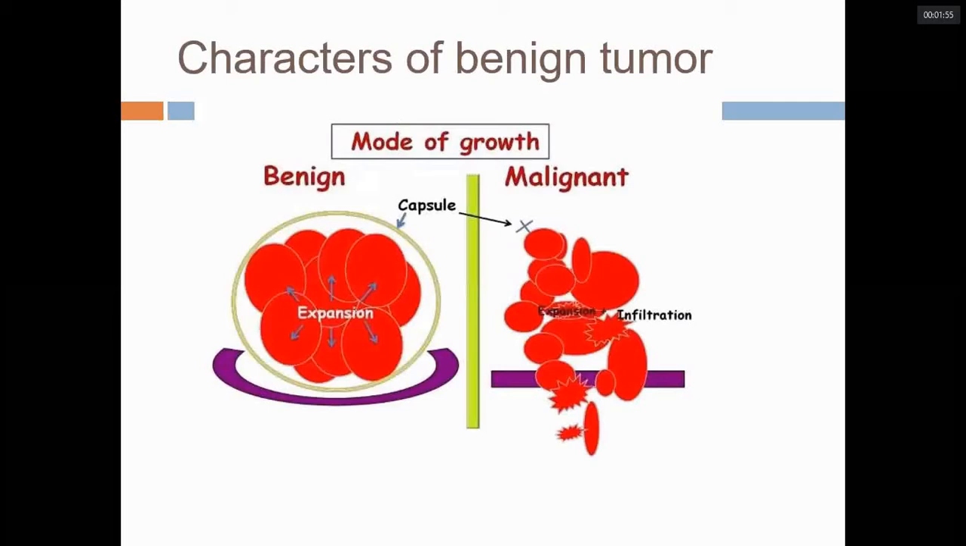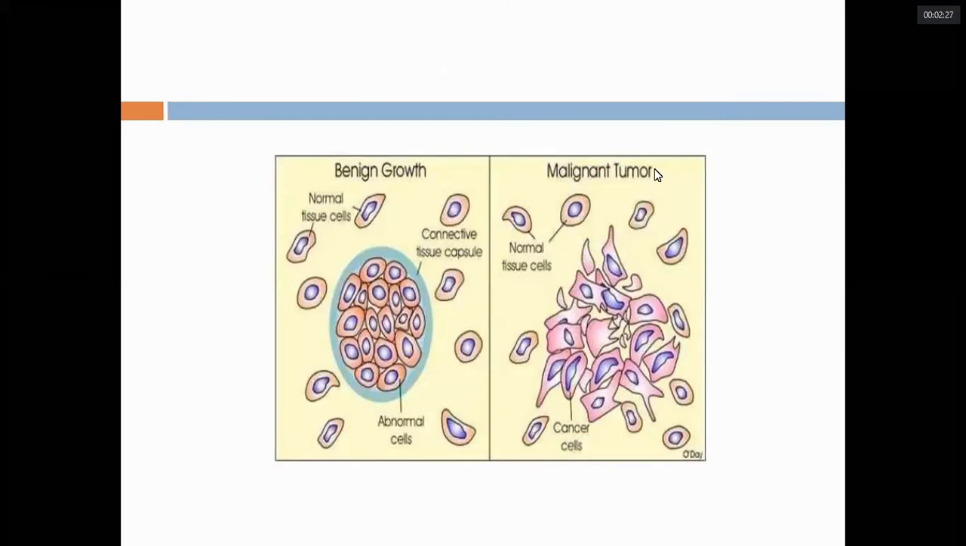The characteristics of benign bone tumors compared to malignant ones: a benign tumor is encapsulated, so it cannot expand beyond a certain level, whereas a malignant bone tumor is permeative type, it infiltrates the capsule and it metastasizes. This is what is shown in the picture.